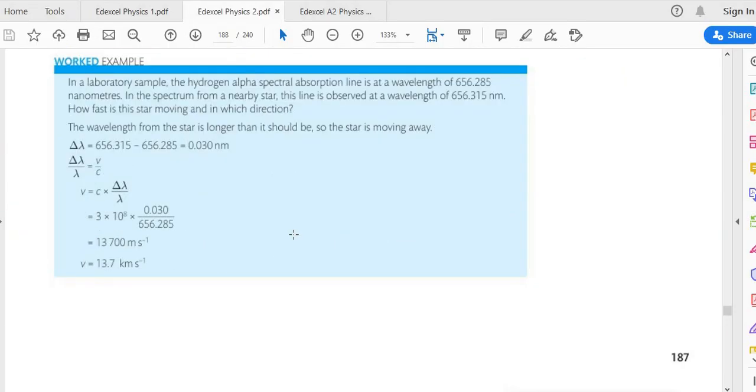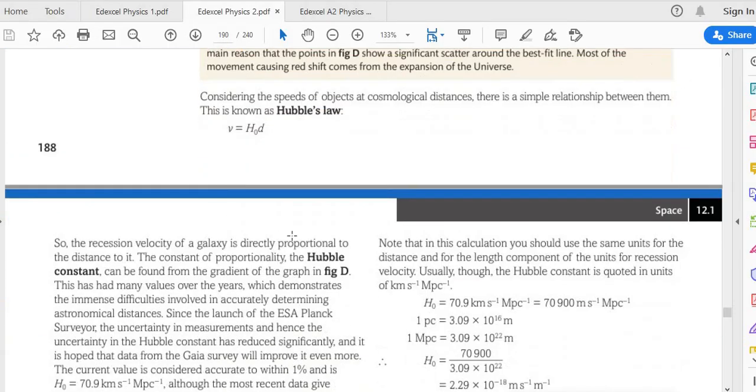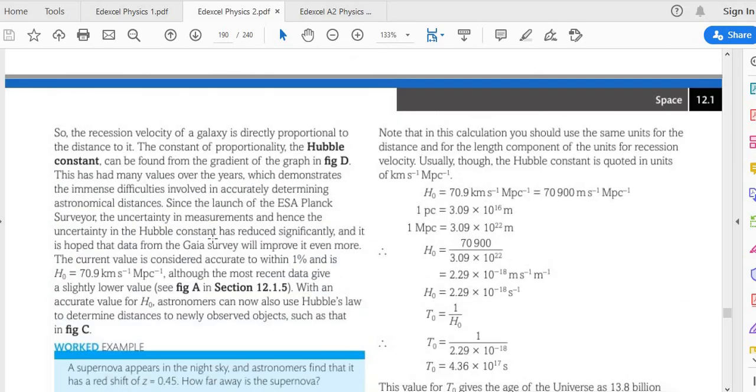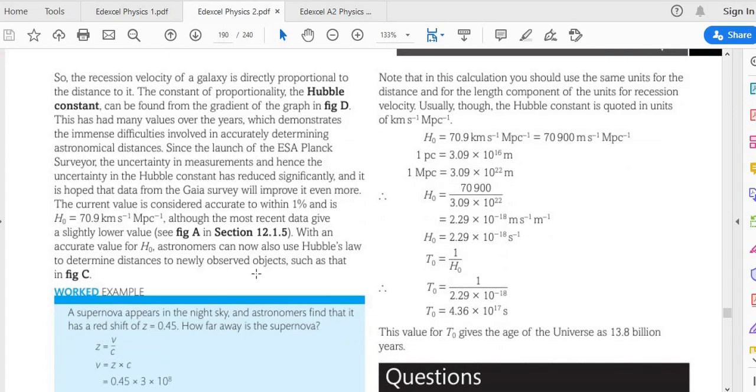Yeah, so this is the value of the Hubble constant. It's a constant of proportionality. It won't change. And the value of that is 70.9 kilometers per second per megaparsec, although the most recent data give a slightly lower value. See figure A in section 12.1.5. With an accurate value of H naught, astronomers can now also use Hubble's law to determine distances to newly observed objects such as that in figure C.